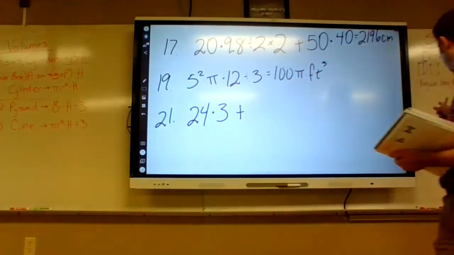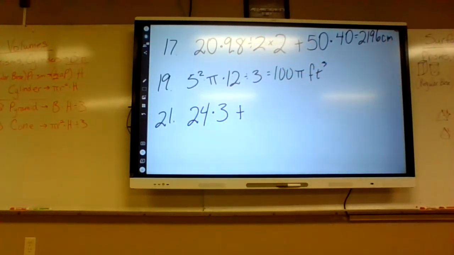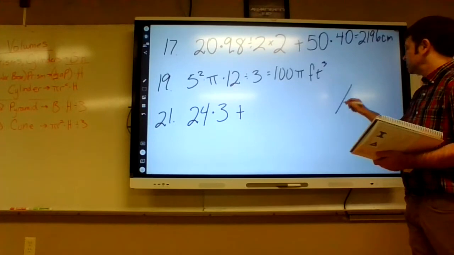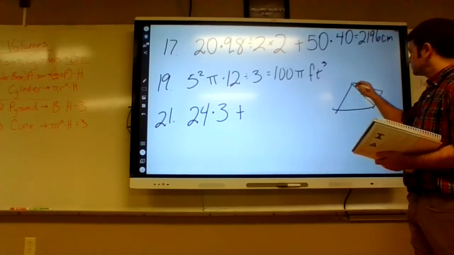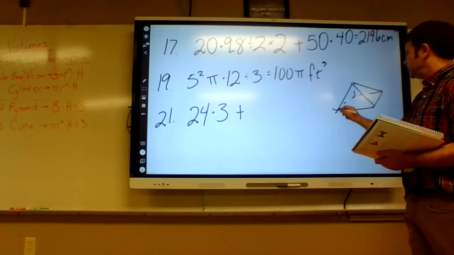Plus I need the lateral surface area of the pyramid. B stands for the base area, so this is lateral surface area: perimeter times slant height divided by 2. Unfortunately, did they give us the slant height? No, they didn't.